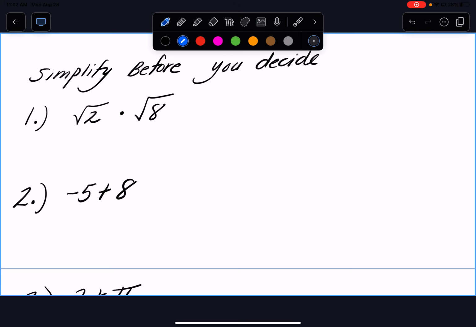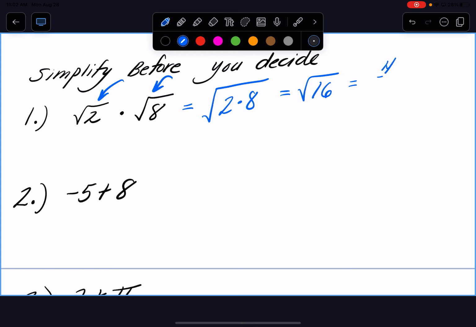This was new to us this year. When multiplying radicals, you can multiply what's underneath the radical together. They're both square roots, so I can put them under the same root, which means this is the square root of 16. Does the square root of 16 simplify? Yes, it's 4.